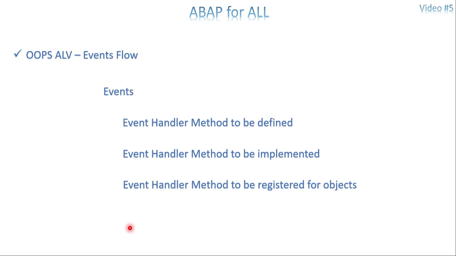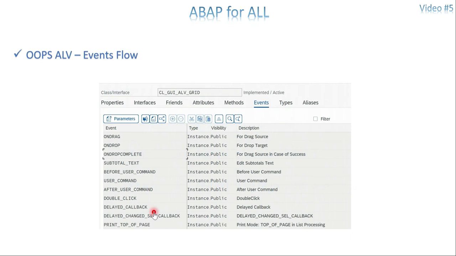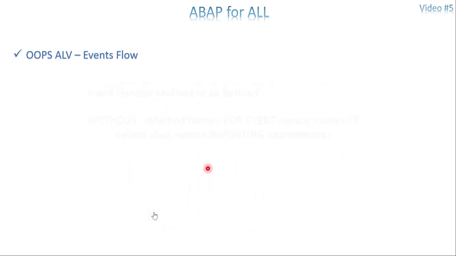And then the next one is, where to see all the events? Go to the class CL_GUI_ALV_GRID and go to the tab called Events. Under Events, you can see all the events, and every event might have its own parameters. Click the Parameters button. You can see what parameters come under this particular event. Here you have user command, before user command, after user command, double click, a very familiar one, and then print top of page. So many events are available. I just picked this particular screenshot for your reference. This is the place where you can see what events are actually available for ALV, object oriented ALV.